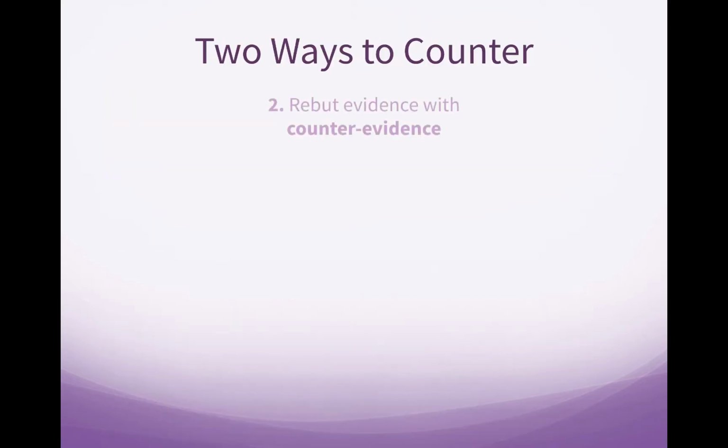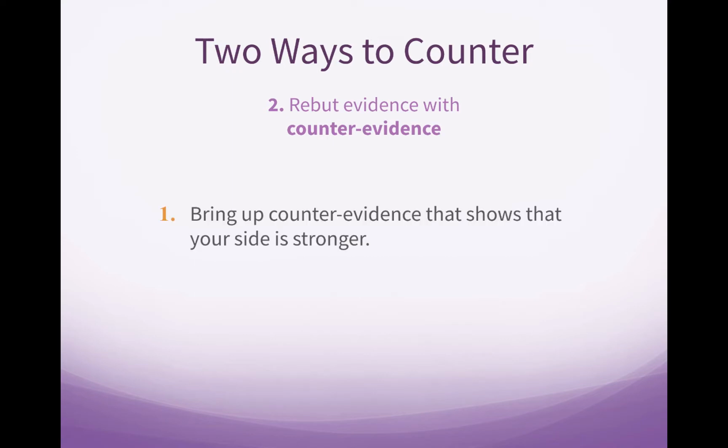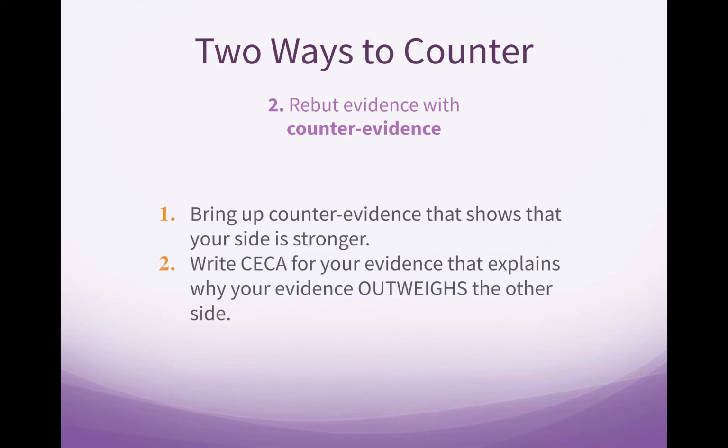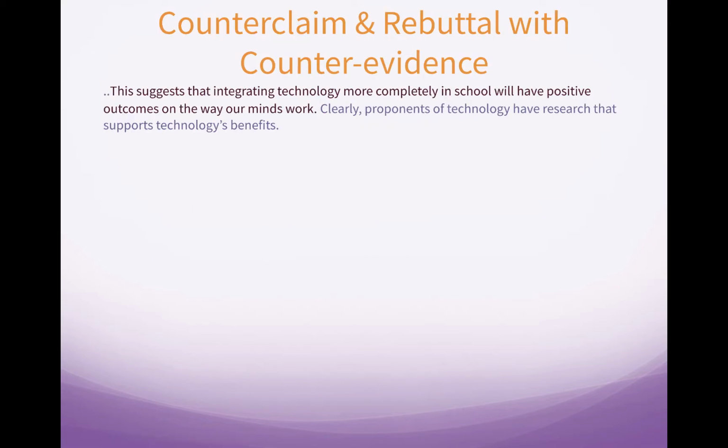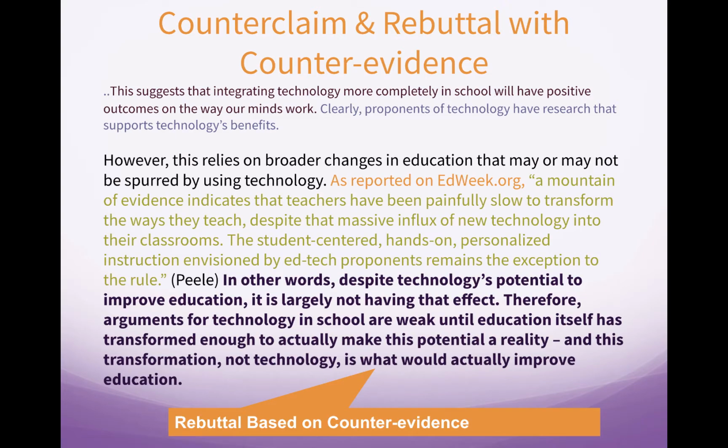The other way to counter is to use counter-evidence. So you will bring up counter-evidence that shows your side is stronger, and then you will write a CECA for your evidence that explains why your evidence outweighs the other side. So here's what that looks like. Here again, we have their claim that integrating technology more completely in school will have positive outcomes on the way our minds work. I found evidence that I think I can use to counter that.